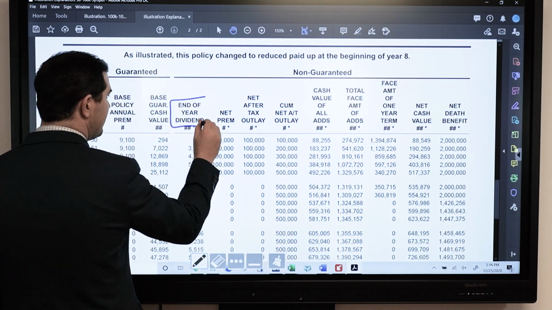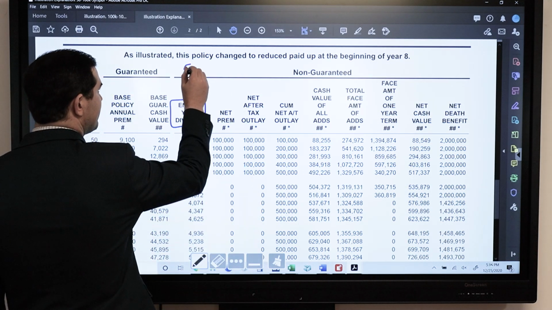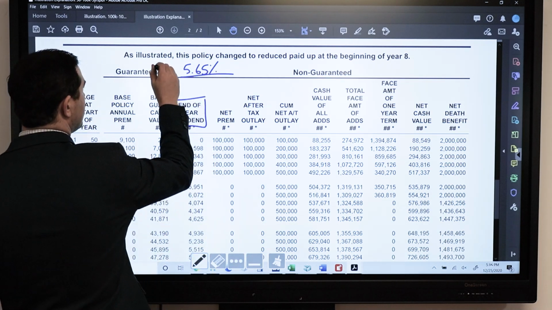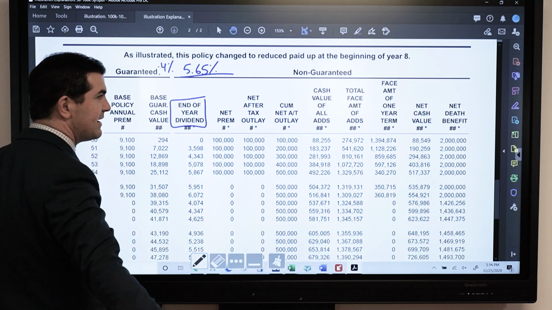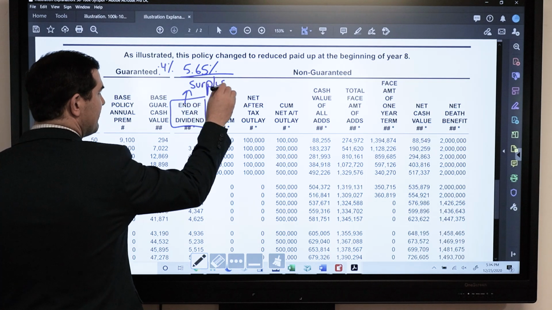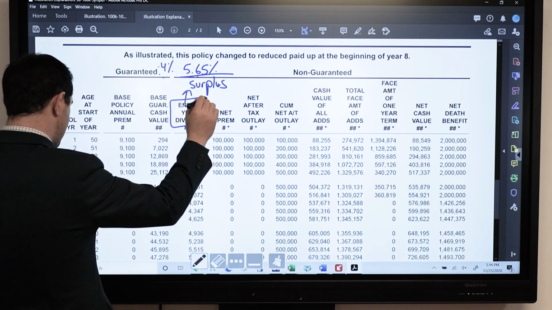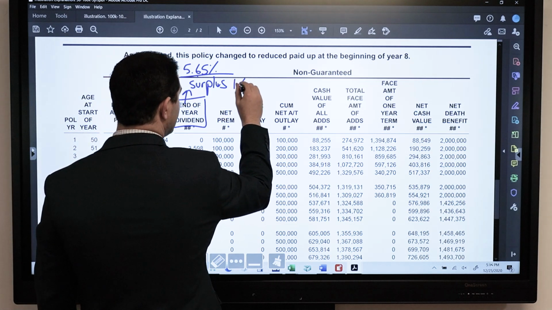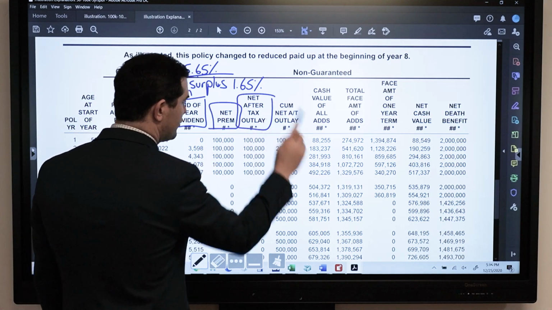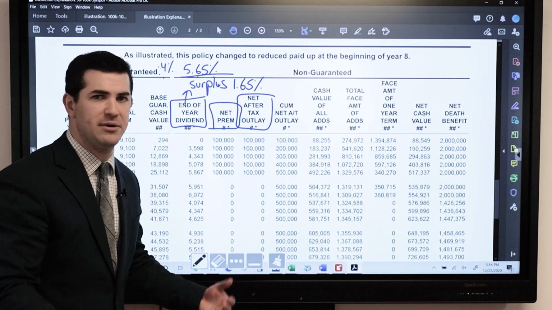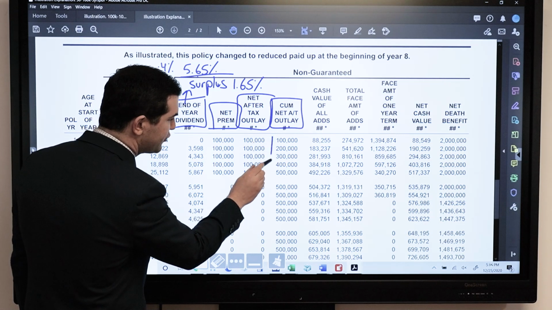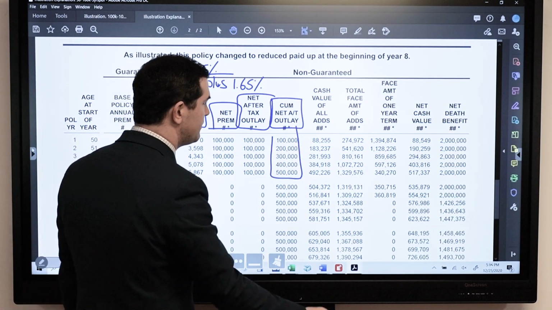Annual dividend or end of year dividend. This company's dividend rate, 5.65%. Guaranteed rate, 4%. So like the last illustration, this represents the surplus only. Everything between the guaranteed rate and total dividend rate, which is 1.65%. Net premium, net after-tax outlay, my total out-of-pocket payment, pretty straightforward. Cumulative net after-tax outlay, this tallies my total payments over time, $500,000 total.